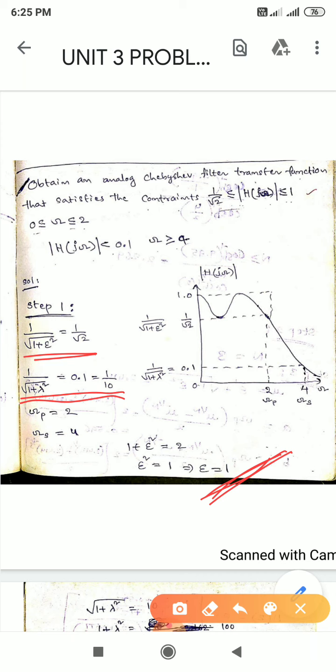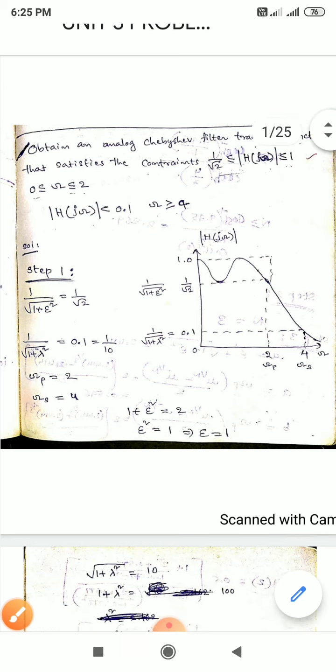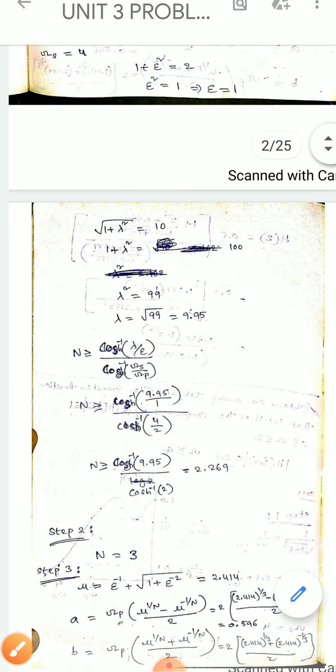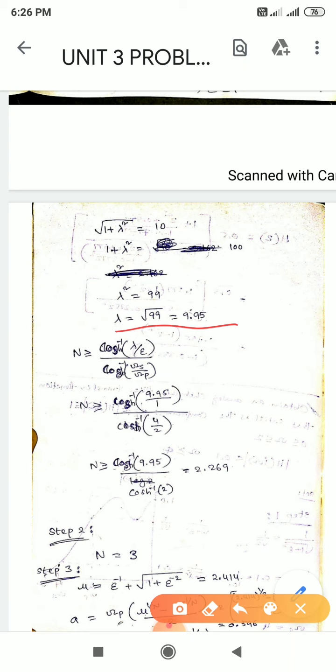Similarly we are determining the lambda value. By using this formula, from this equation we get the lambda value, which is 9.95. Next we are determining the order of the filter. This is the first step. For determining the order of the filter, we are calculating the parameters: lambda, epsilon, omega s and omega p.